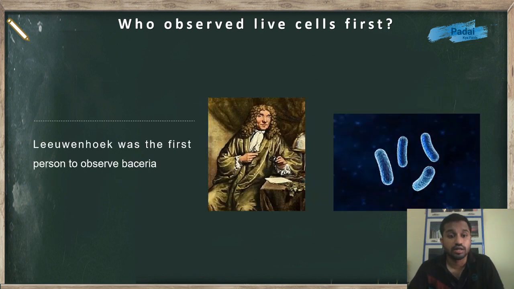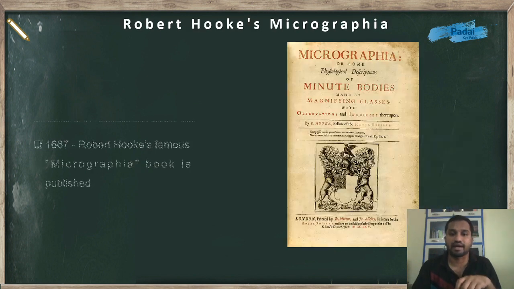Leeuwenhoek is the first person to observe the live cell, which is nothing but bacteria. Whatever Robert Hooke observed at that time, when he took slices of wood and kept them under the microscope and made some observations, those cells are actually dead cells. They are not living cells. So it's Anton von Leeuwenhoek who is the first person to observe live cells, that too bacteria.